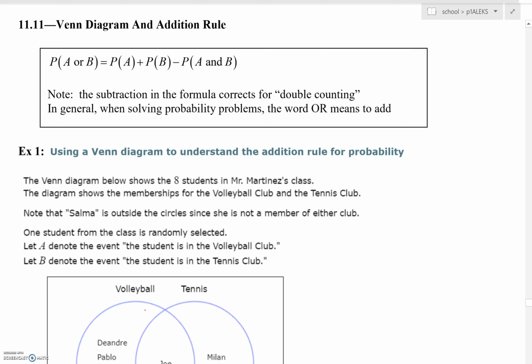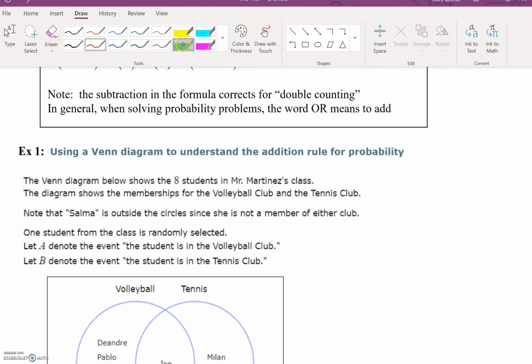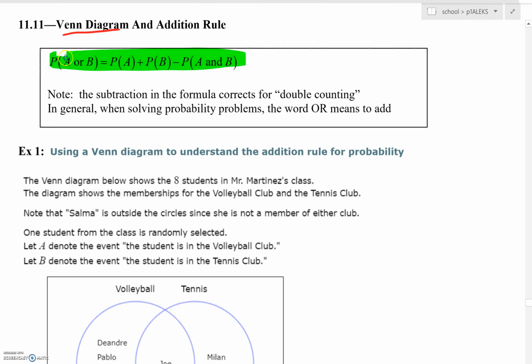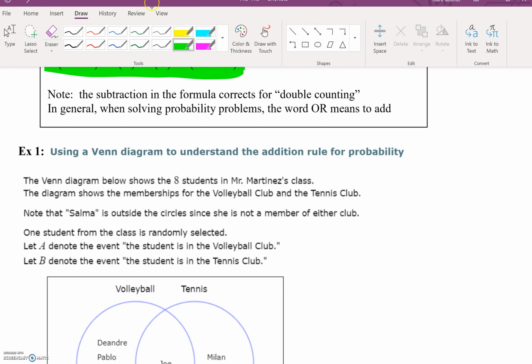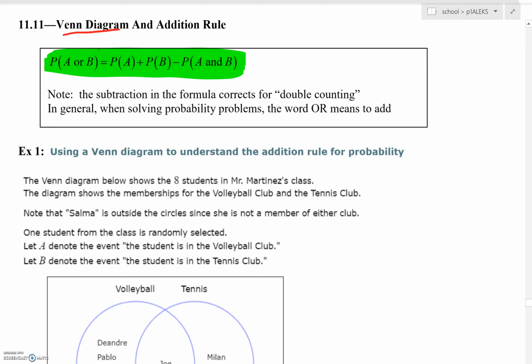Algebra 2, we're looking at lesson 1111, which is working with Venn diagrams. And there is a very important formula that you will repeatedly see in this lesson. It's going to be brought up continually. And that is the probability of event A or event B is equal to the probability of A plus the probability of B minus the probability of A and B.